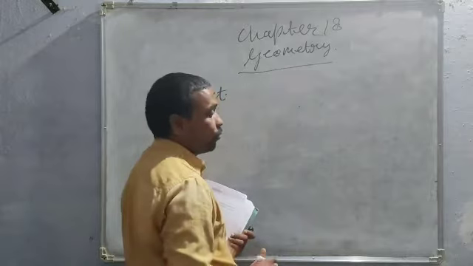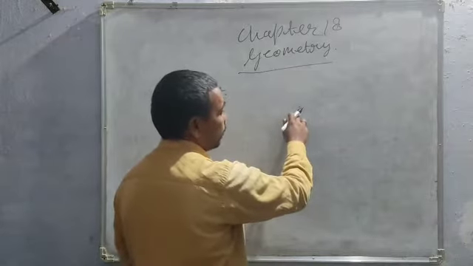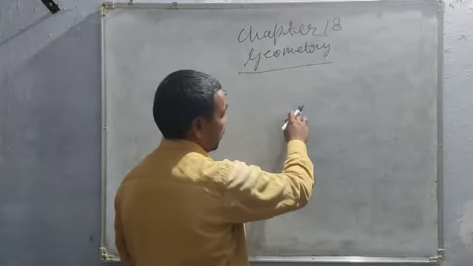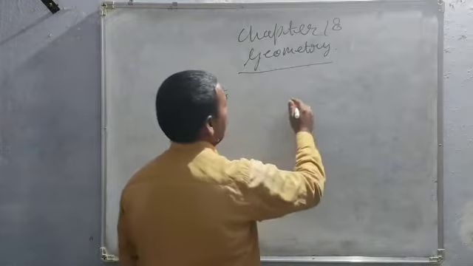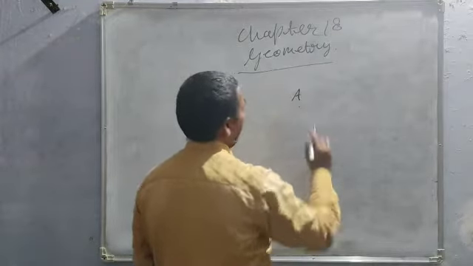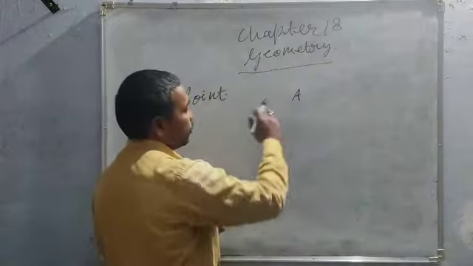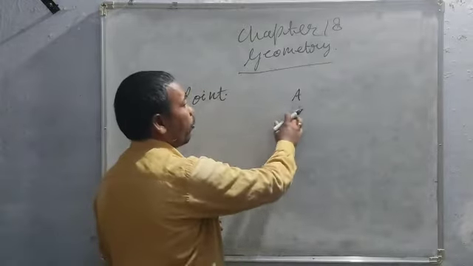Suppose you want to use the symbol of this point, so you can write any alphabet. Suppose A. So we read this name, point A.